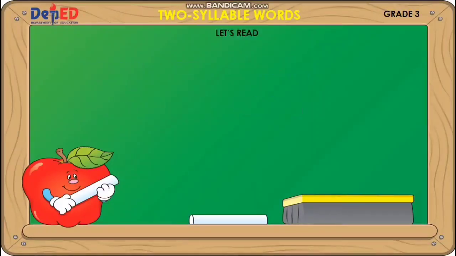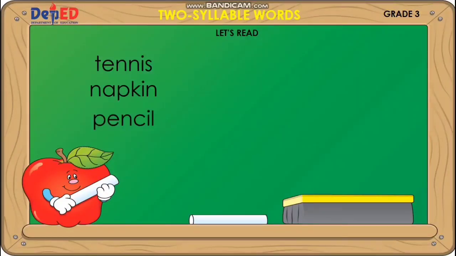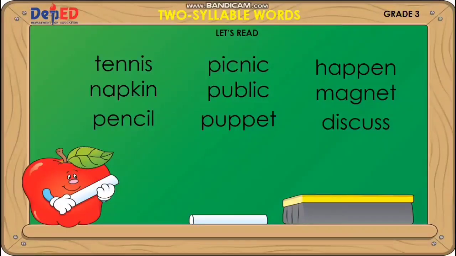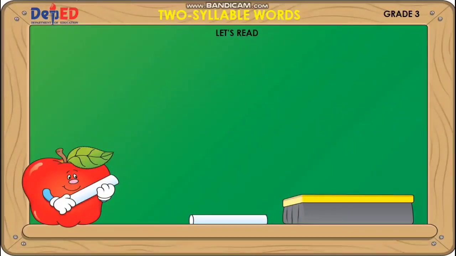Now, let's try to read two-syllable words. Are you ready? Tennis, napkin, pencil. Picnic, public, puppet. Happen, magnet, discuss.